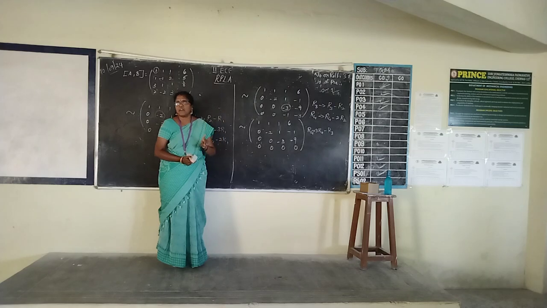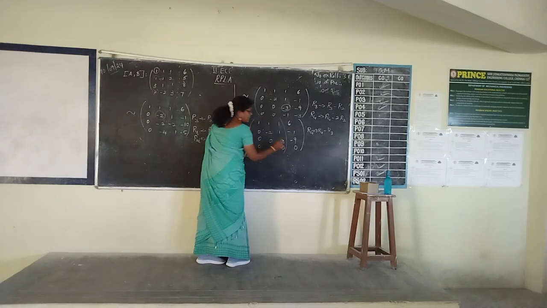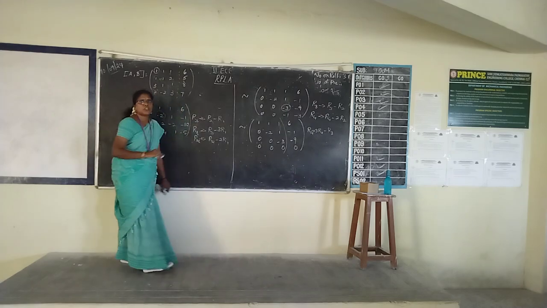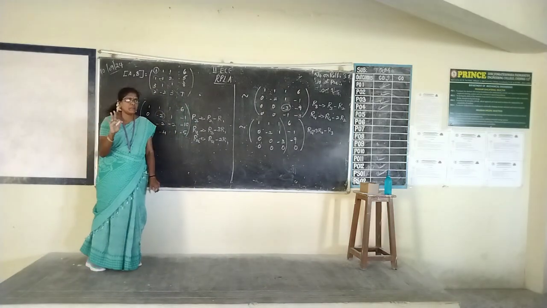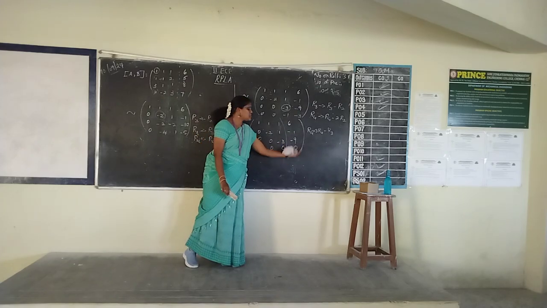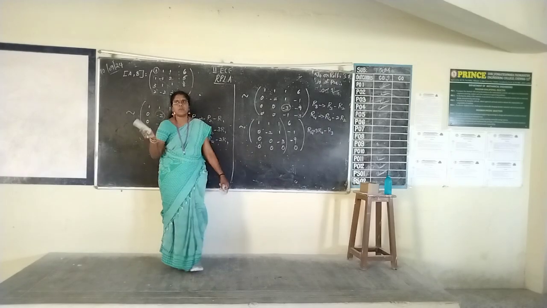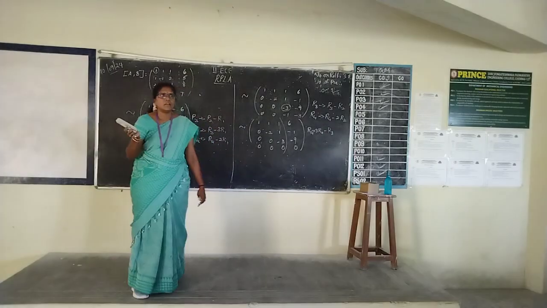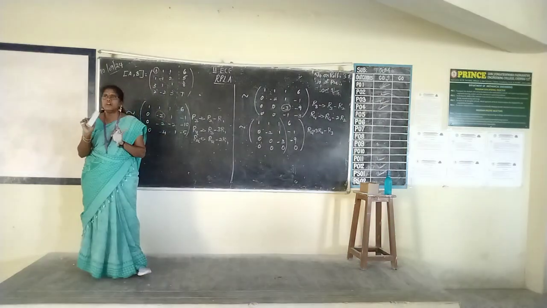Then you need the rank of A. So ignore this last column and consider only the matrix A. How many non-zero rows are there? 3 again. Can you understand now? Ignore the last column and consider the rest, that will give you the rank of A. No need to find it separately. Here both are equal to 3. Rank of AB equals rank of A equals 3.